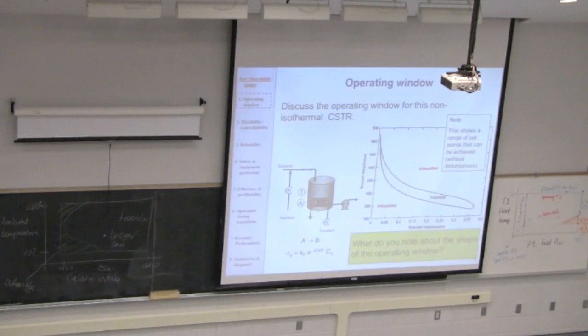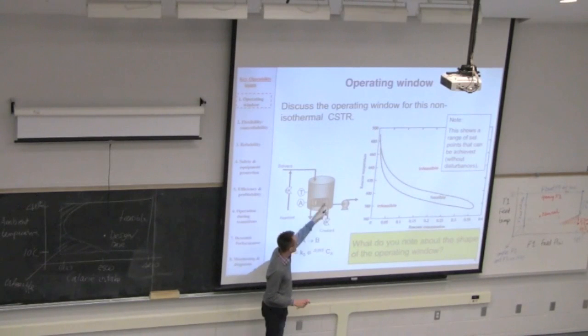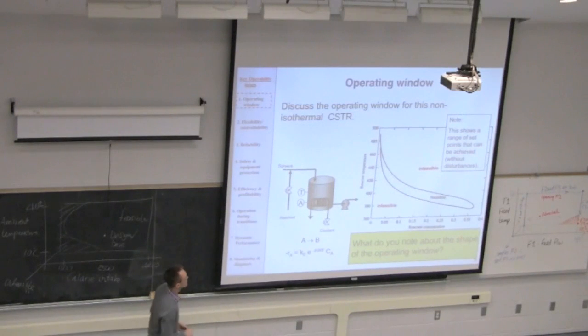Here's one for an exothermic reactor. So I'm feeding the reactor with a particular reactant over here, and a solvent comes in. So there's A, and a solvent that's required for it. Comes in at a certain temperature. Reaction occurs, it's exothermic, so I take some of the heat away with a cooling stream. There's an operating window drawn for you over there. Why does that look the way it does, and does it make sense?